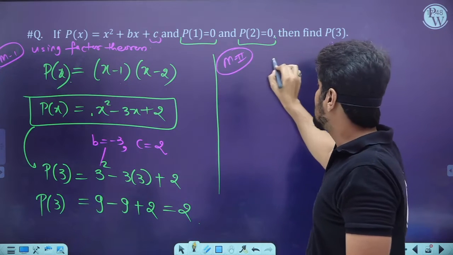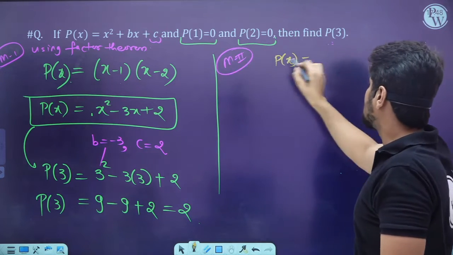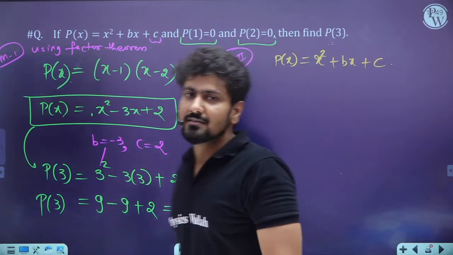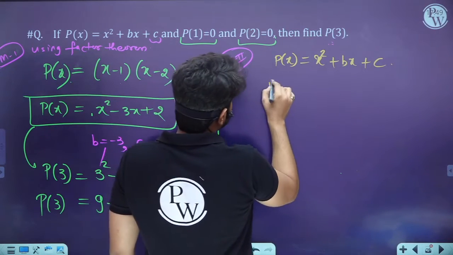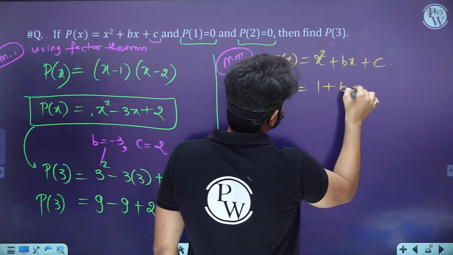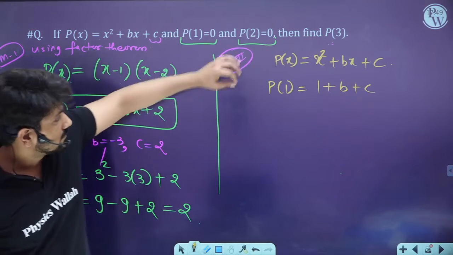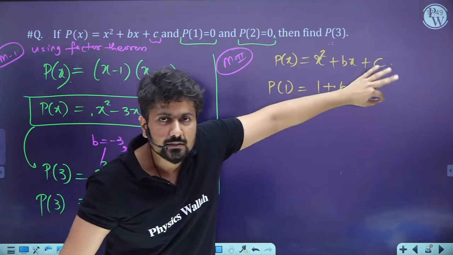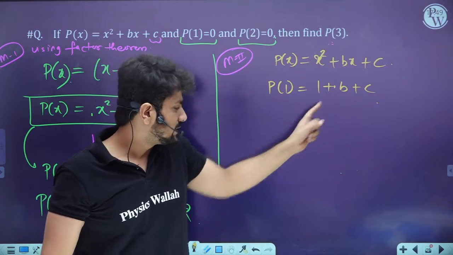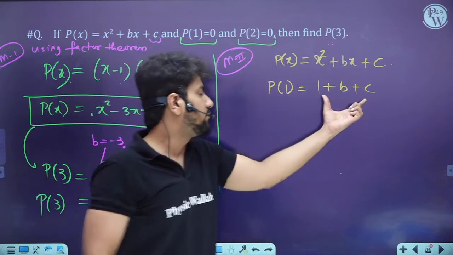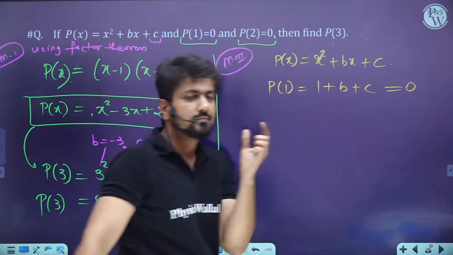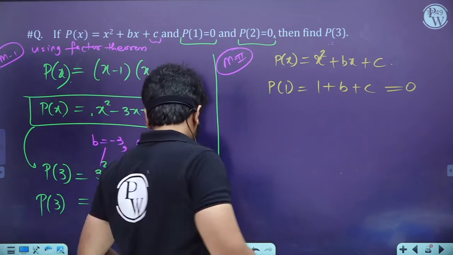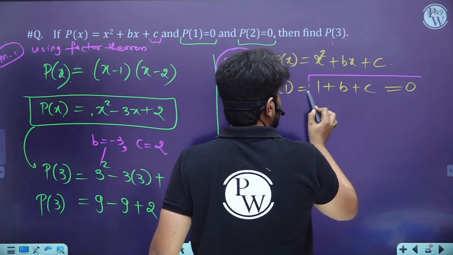Okay, p of 1 is 0. This is our expression p(x) according to the equation. This is our expression x square plus bx plus c. At x is equal to 1, p of 1 will be 1 plus b plus c. Do you get it? At x is equal to 1, this becomes 1. b into 1 will be b, plus c is plus c. This is p of 1. And they said that p of 1 is equal to 0. Okay. So I get an equation in terms of b and c. Right. This is one of the equations. Let's call it equation 1.